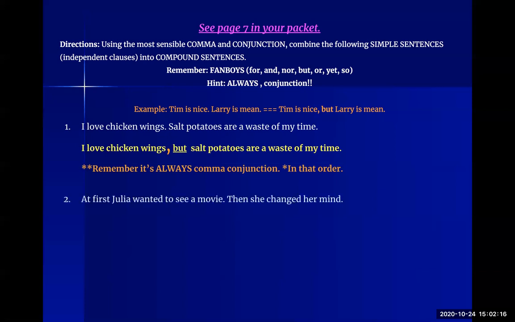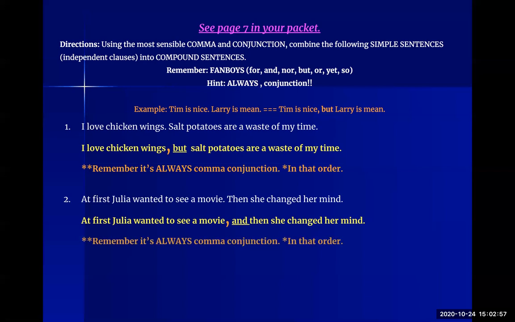At first, Julia wanted to see a movie, period. Then she changed her mind. Again, we're going to take a comma where that period of the first sentence is, add a conjunction, make that second sentence lowercase, and finish our sentence off. At first, Julia wanted to see a movie, comma, and then she changed her mind, period. Okay. Again, when you're rewriting these, you should have capitals at the beginnings of your sentences. Your commas should be big enough so anyone can see them, and your end of your sentences should have punctuation. Remember, we are in English class. Okay.